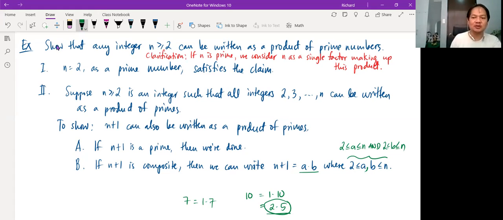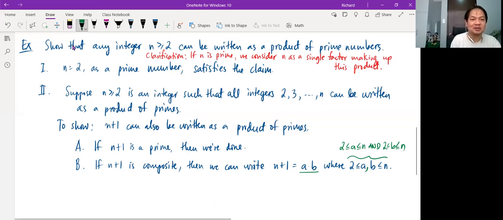And here's how we can now use the assumption, because A is within that range. B is also within that range. Is A n minus 1? Is A n? Is A n minus 4? We don't know. But fortunately, we have strong induction because it doesn't matter whether A is 2, 3, 4, or specifically n minus 1 or n, so long as it is within that range of integers from 2, 3 onwards to n. Because here in step 2, we are able to conclude or assume that A and B can be written as a product of primes.